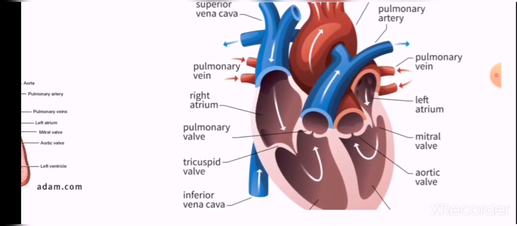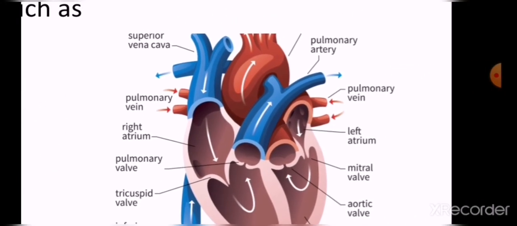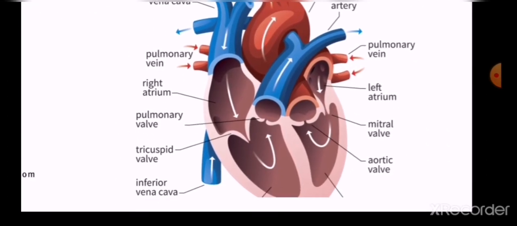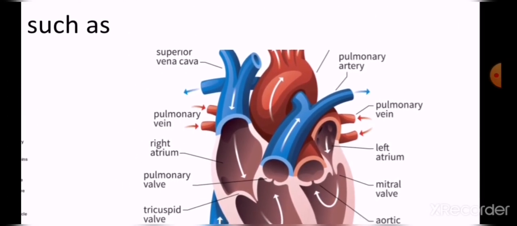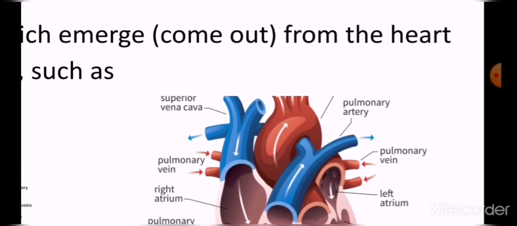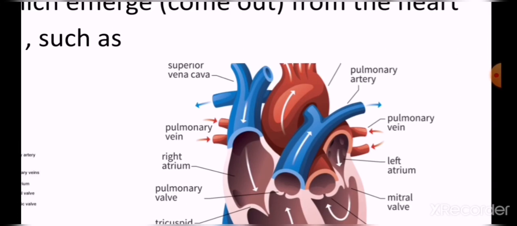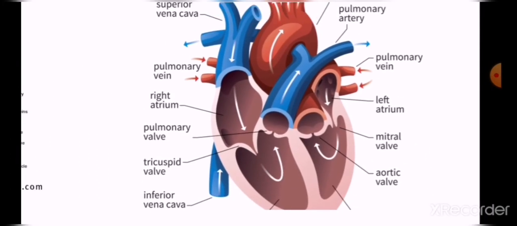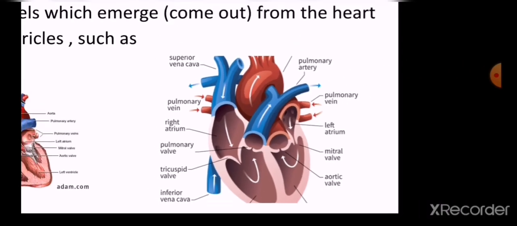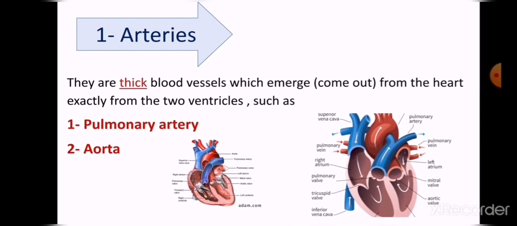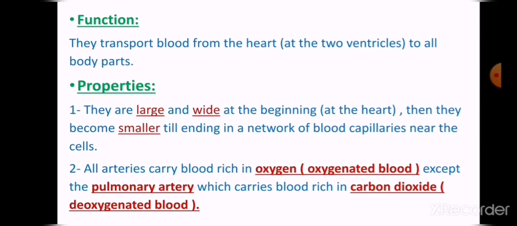The blue one is called the pulmonary artery. And the red one is called the aorta. So they come out from the heart. Exactly from what? From the atrium or the ventricle? No, from the ventricle. From the 2 ventricles, like the pulmonary artery and aorta. What is the function of arteries?